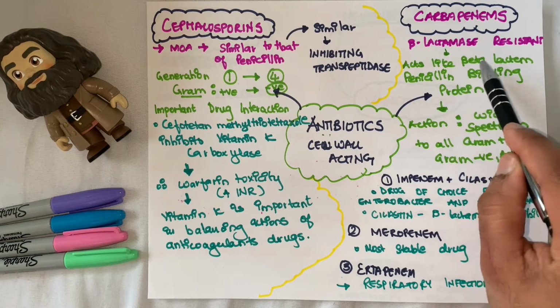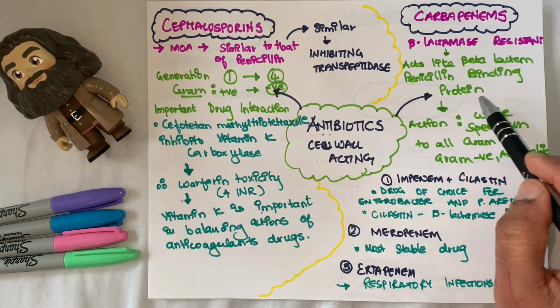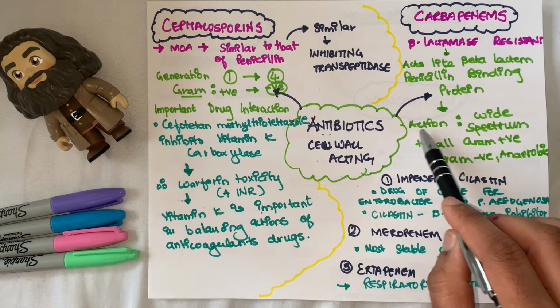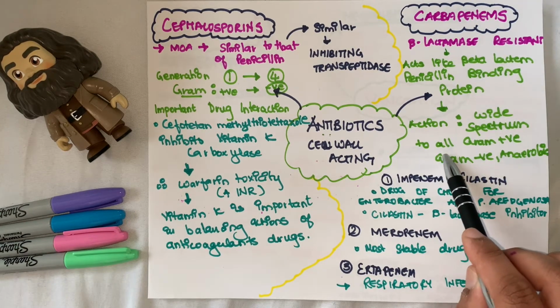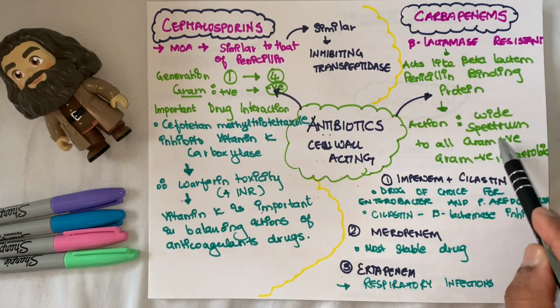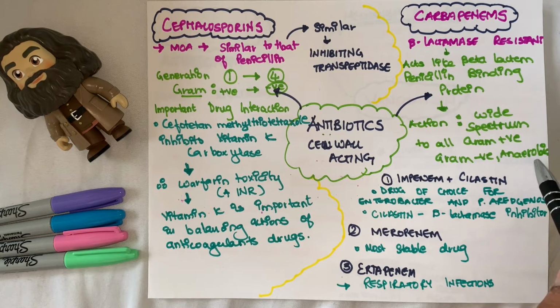They act like beta-lactam penicillin binding proteins, so on the cell wall, breaks the cell wall of the bacteria and lets the cell die. What's the actual action? It's based on its wide spectrum, which means it covers all gram-positive bacteria and some gram-negatives, and now we're introducing anaerobic population of the bacteria. So carbapenems are the first cell wall acting drugs acting on anaerobic bacteria.